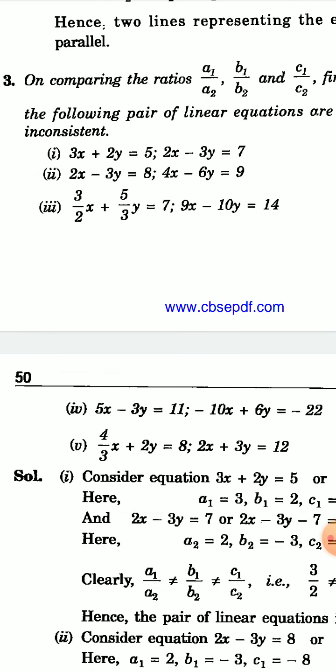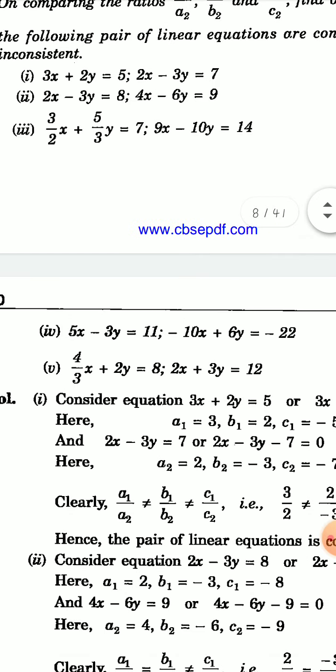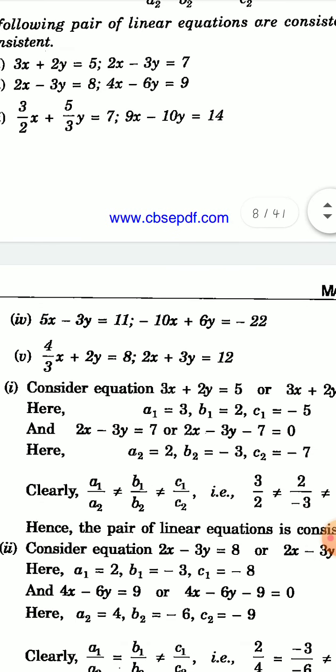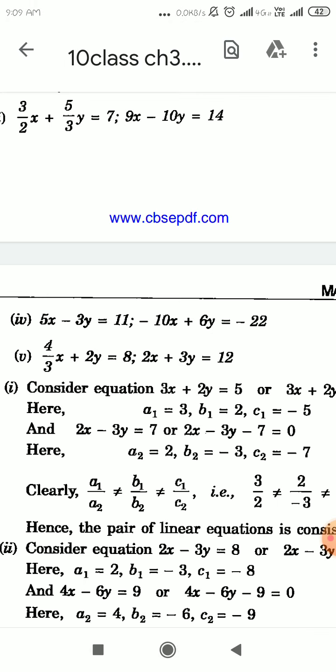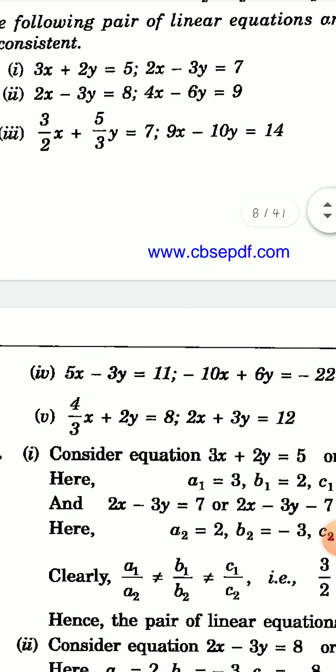Question number 3, again comparing the ratios, we have to find out whether the equations are consistent or inconsistent. Equations which have a solution, 1 or infinite, are called consistent. Only if they don't have a solution, they are called inconsistent. In the first part, a1 upon a2 is 3 by 2, b1 upon b2 is 2 upon minus 3. They are not equal. That means they have a solution. If they have a solution, then the equations are called consistent.